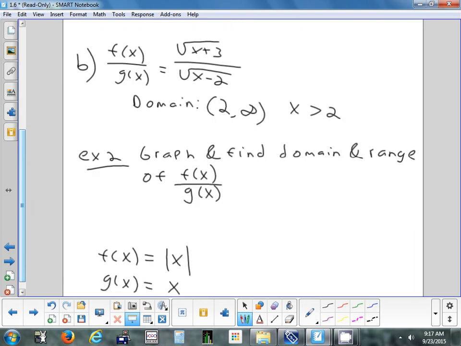Right, let's try this one. Okay, we're going to graph f of x divided by g of x, and I want to find two things: the domain and the range. Right, so what that's going to become is the absolute value of x, that's f of x, divided by g of x. So it's the absolute value of x over x.